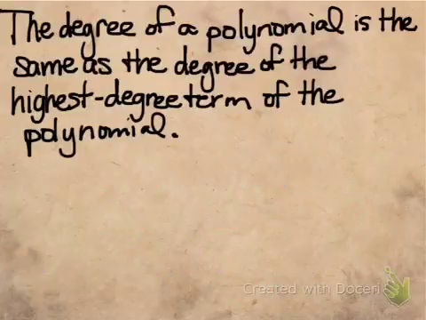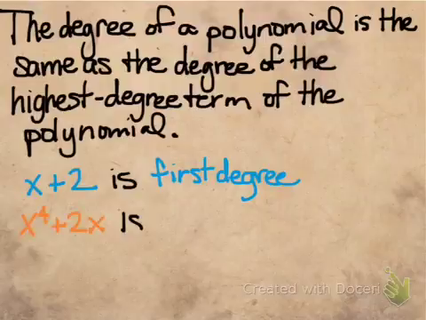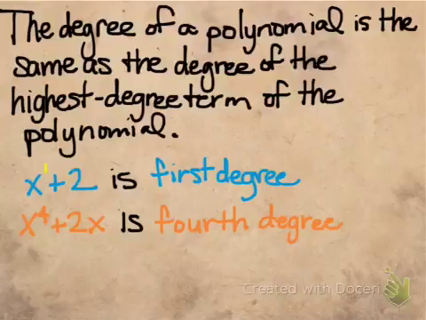The degree of a polynomial is the same as the degree of the highest degree term of the polynomial. So for example, if you have x plus 2, it's first degree because x is raised to the first power. x to the 4th plus 2x is fourth degree because the highest power is 4.